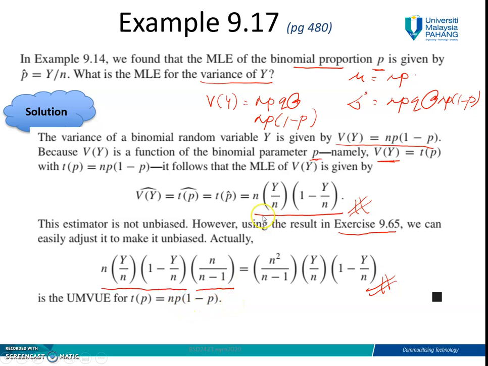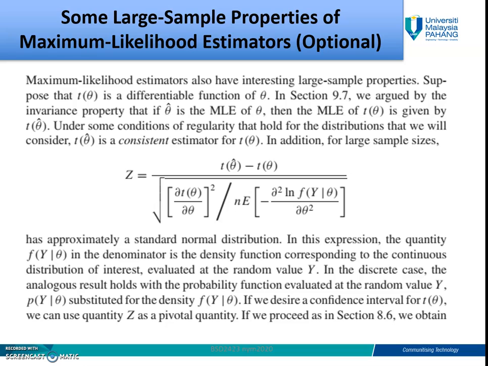So that is example 9.17, where you find this estimator using maximum likelihood estimation. Basically you have two methods, the method of moments and the method of maximum likelihood estimation. So make sure you know how to find the estimator using those methods. This is considered additional knowledge for you.